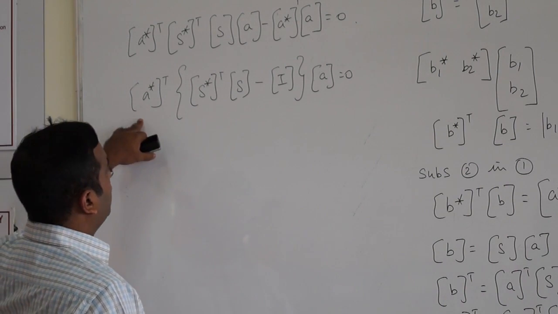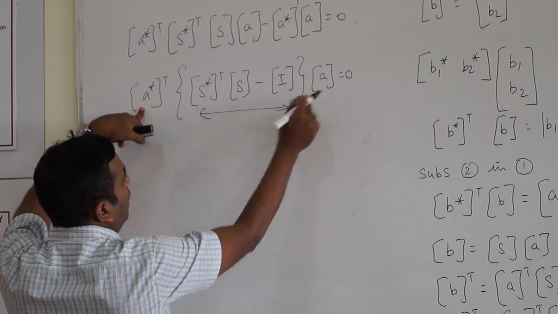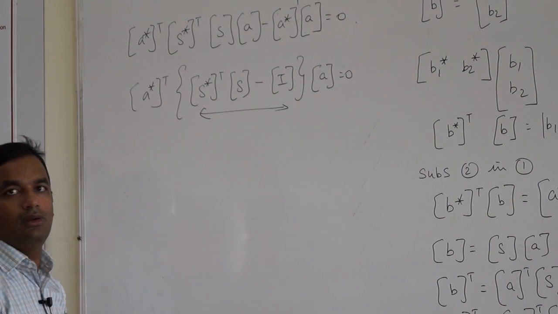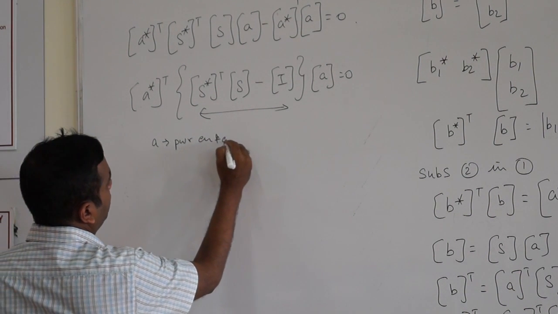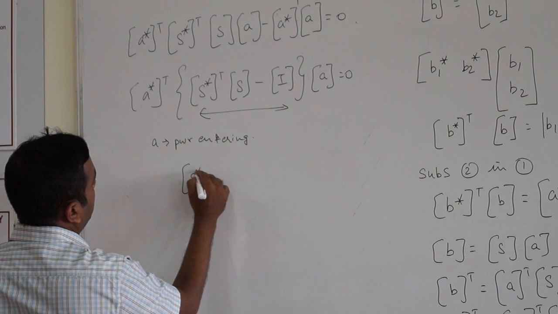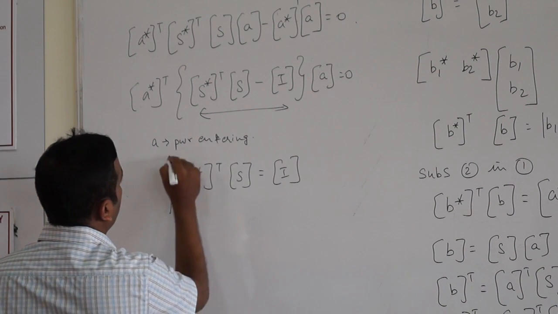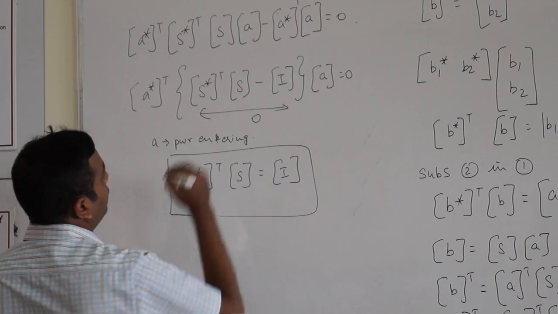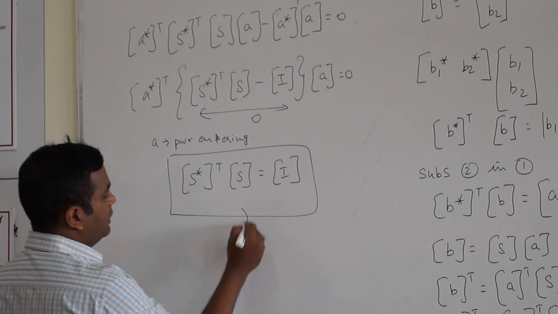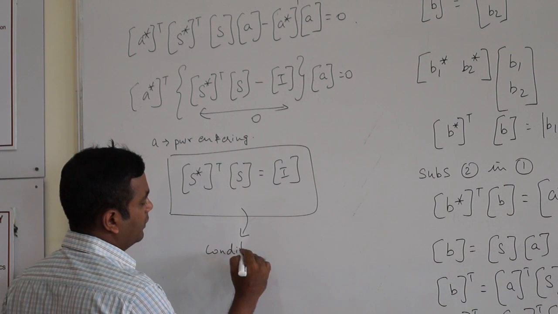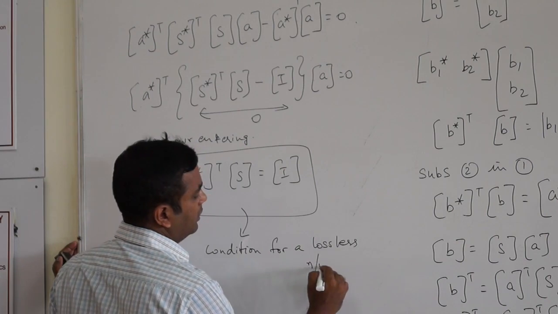Alright, so now you look at this equation. Can A be 0? If this equation has to be 0, either this term should be 0 or A should be equal to 0. A cannot be 0 because A is the power entering. So what happens? S star transpose S is equal to the identity matrix, because this is the term which has to be 0. So S star transpose into S will be equal to I. So this is the condition for a lossless network.